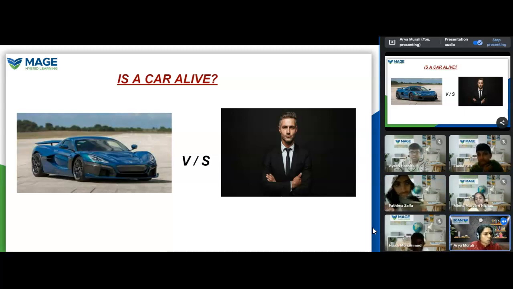Even then, why is it not a living thing? Because they don't reproduce. They cannot reproduce. They were made by humans. They can't grow. Can it grow? No. So if all seven characteristics are there in an organism, then only it becomes a living thing. Understand?